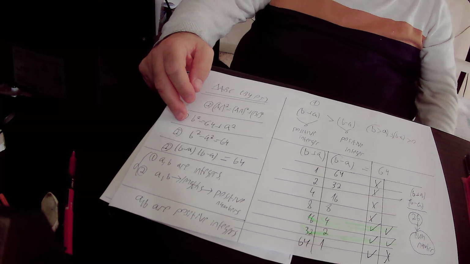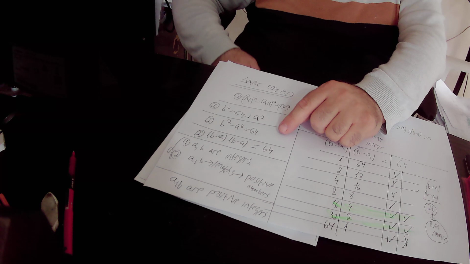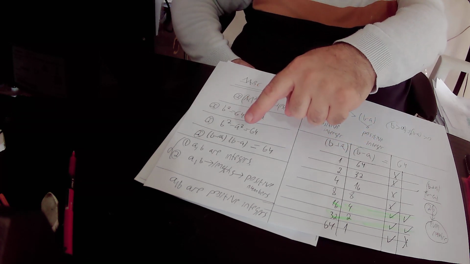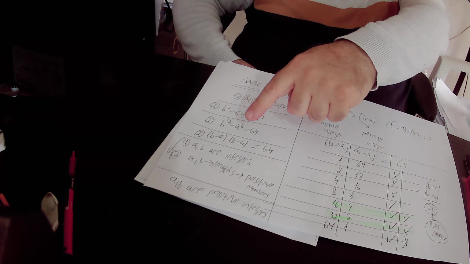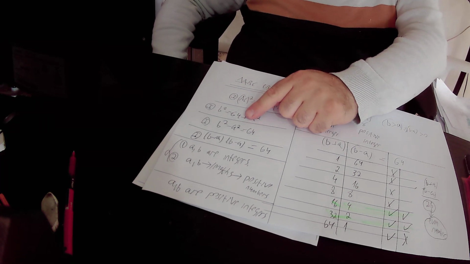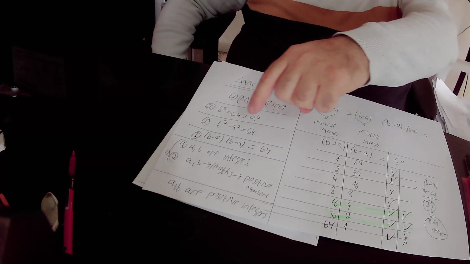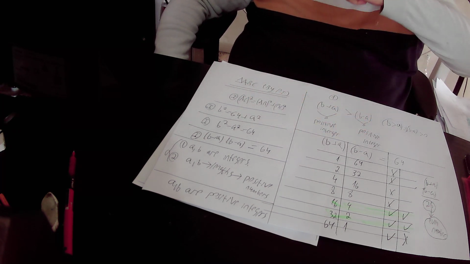Then we have the algebraic identity that b squared minus a squared equals b minus a times b plus a. So we substitute b squared minus a squared by b plus a times b minus a, and according to equation number 1 it is equal to 64.